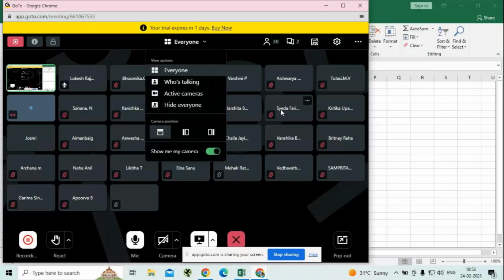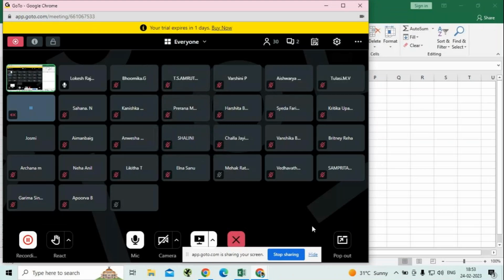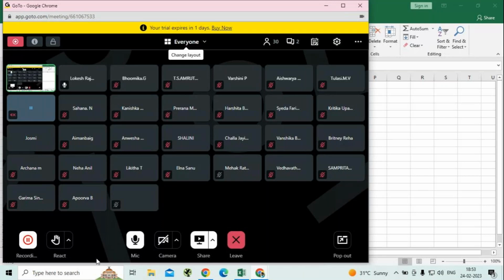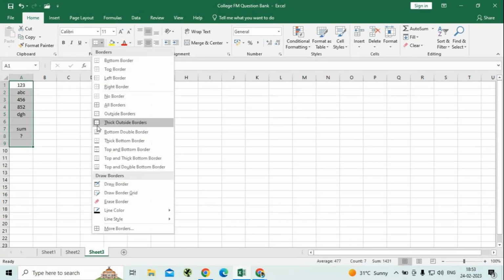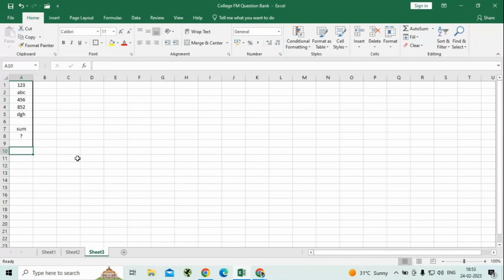Okay, I hope the screen is visible to you. Now let's assume I have a data like this. I'm going to calculate this data. I'm just trying to count it.